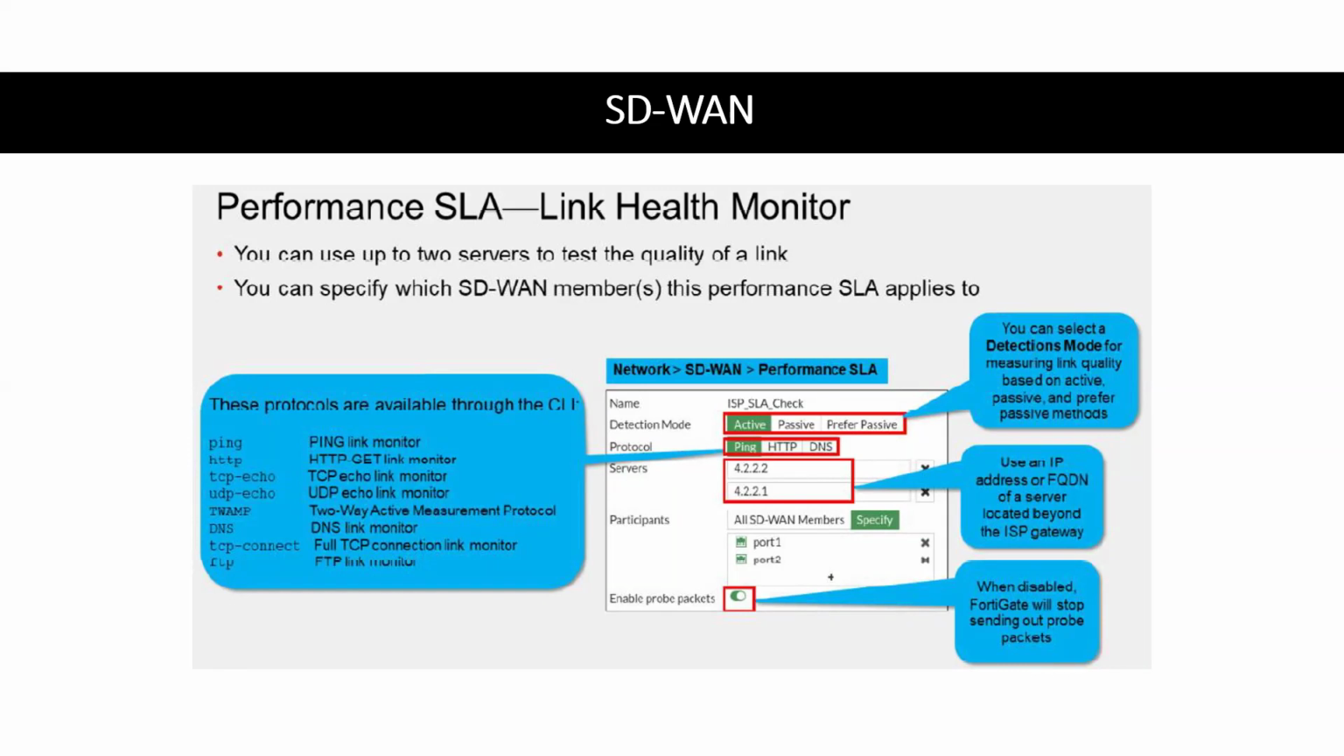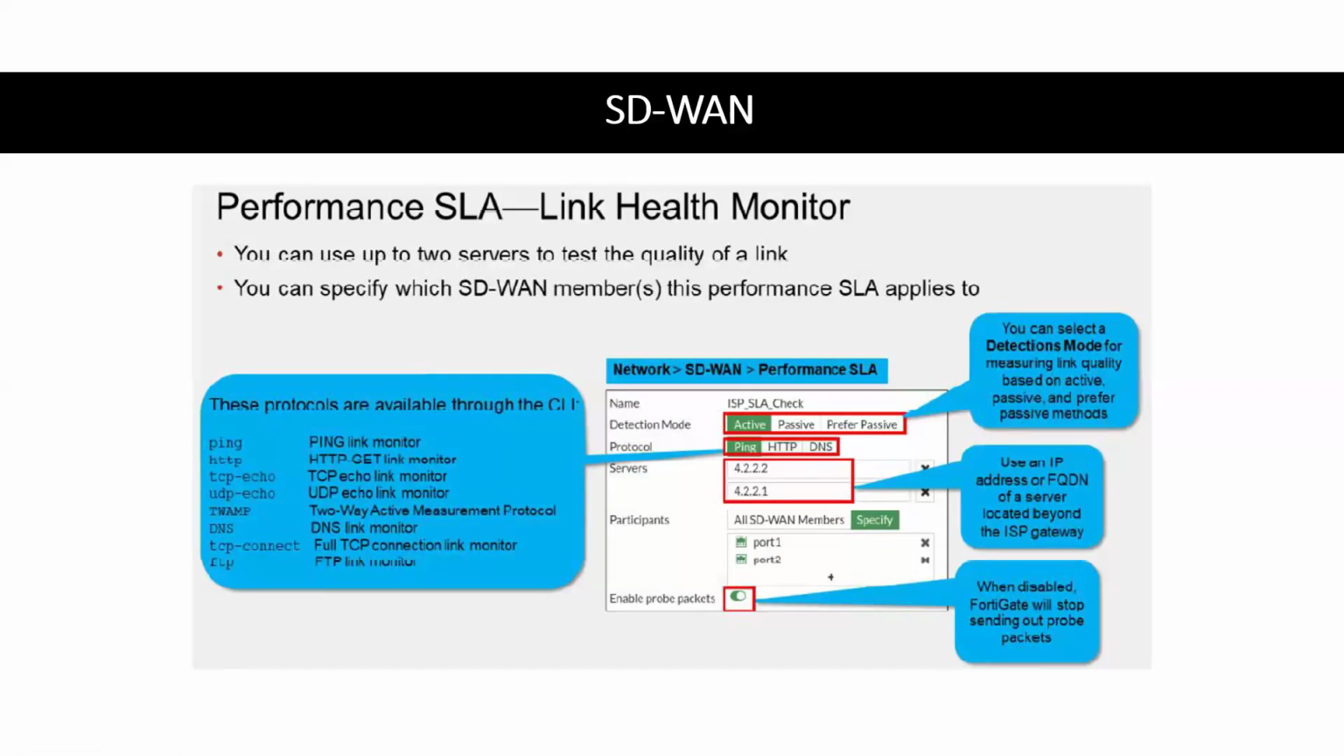The last detection mode is prefer passive. What does that mean? It means that link health is measured by using traffic passing through the SD-WAN members. When there's no traffic passing through the member interface, probe packets are sent to the configured servers to measure the link health. So it basically starts out as being passive. If passive isn't working and we don't see traffic being passed through those links, then it's going to use the active detection mode and start sending probe packets to the configured servers to measure the link health.